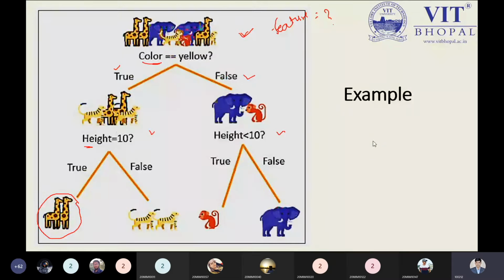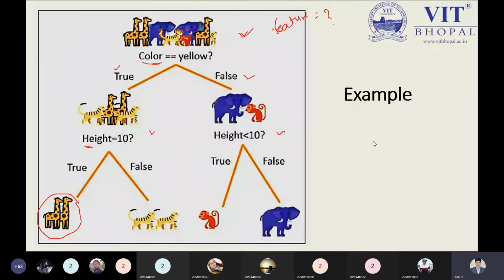Now, our division does not end over here. Among the giraffe and tiger, we have two mixed kinds of data: one is a giraffe and one is a tiger. So how do we categorize and classify this data? It is a very simple example.